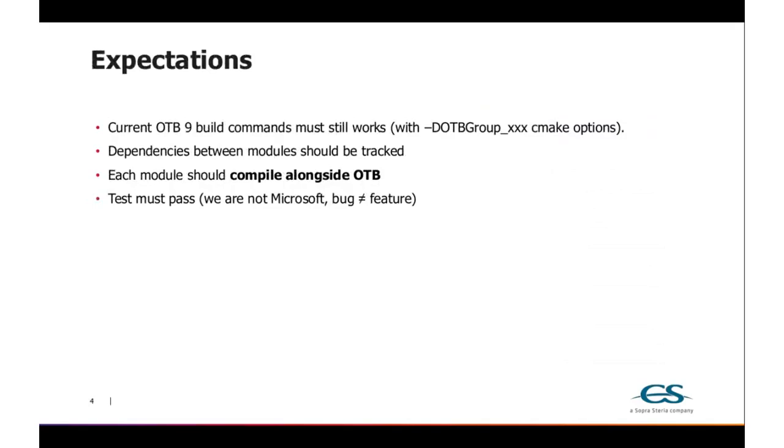But we want to keep the existing compilation build with the OTB group CMake option. So we will keep this existing system in OTB 9. If you want to compile feature extraction, you just have to use the existing OTB and use the actual OTB group feature extraction option.